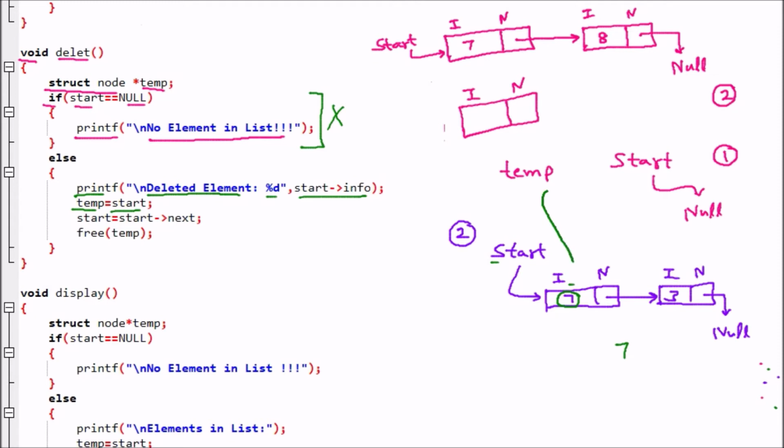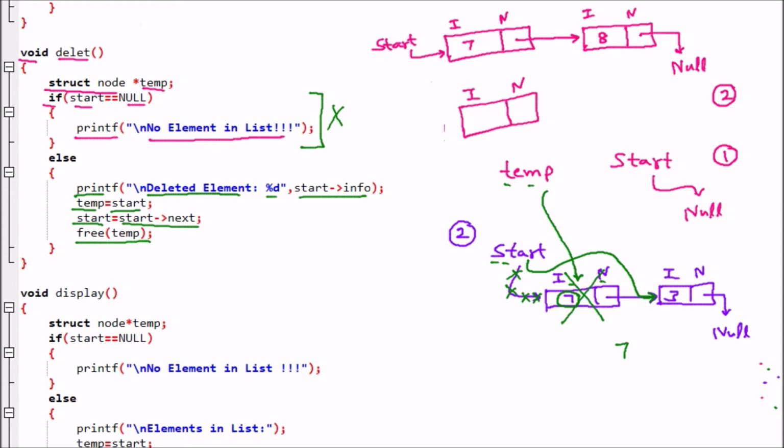So this temp is now pointing to start, meaning the first node. Start is equal to start next. We know that start next is pointing to the next node, this one. So start is now attached to the next node. That means the earlier value of start is now not meaningful. Free temp, so this temp will be freed, and this node is now freed up.